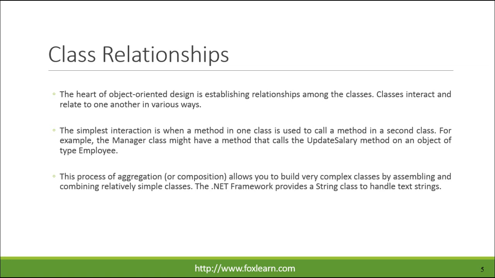The heart of object-oriented design is establishing relationships among the classes. Classes interact and relate to one another in various ways. The simplest interaction is when a method in one class is used to call a method in a second class. For example, the manager class might have a method that calls the update salary method on an object of type employee. This process of aggregation, or composition, allows you to build very complex classes by assembling and combining relatively simple classes. The .NET framework provides a string class to handle text strings.